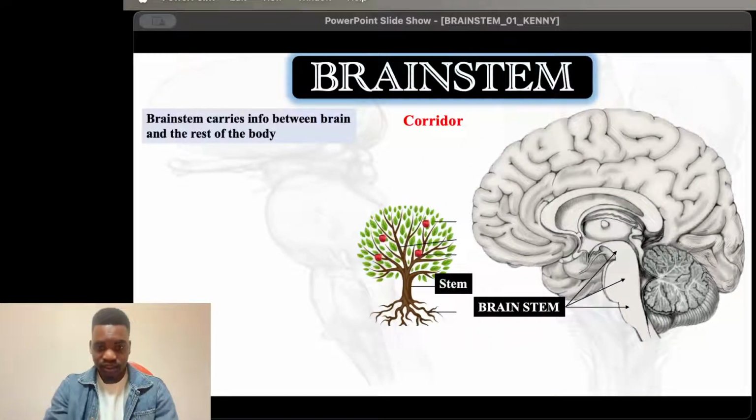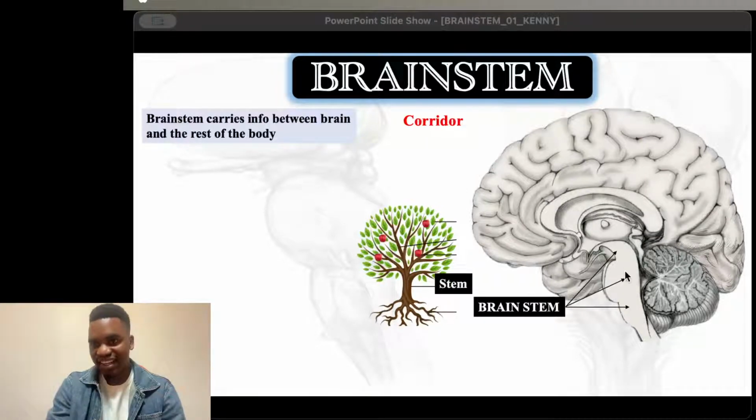So the brainstem, just like the name, is like the stem of the brain. Like we have the brain here, and then we have the stem. Just like how we have the stem of a tree, the stem holds the higher part of the tree. The same applies to the brain: we assume this is the brain, and then this is like a connection, like a stalk of the brain.